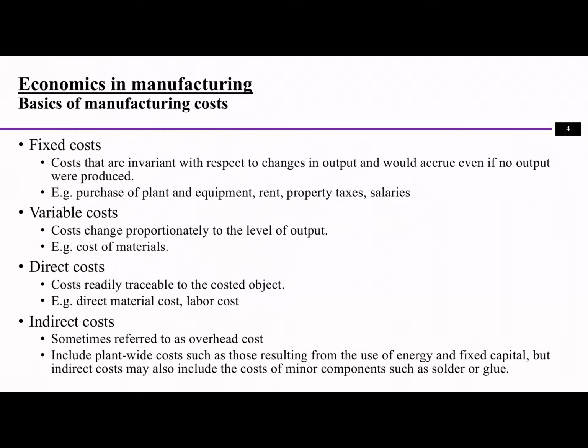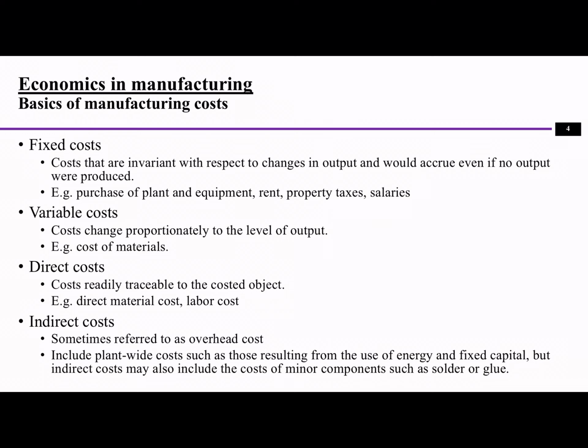All right, so some of the terms about cost in manufacturing. When we are modeling costs, there are actually all different kinds of costs. For example, one kind of cost is a fixed cost. Fixed costs are those costs that do not vary with changes in output and will occur even if no output were produced.